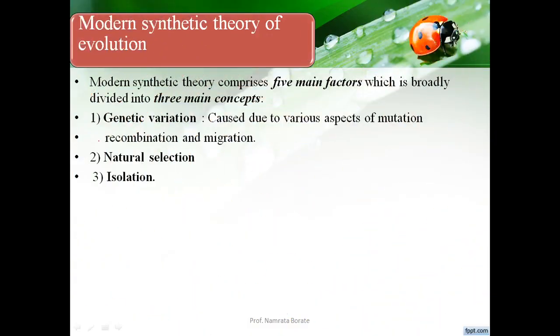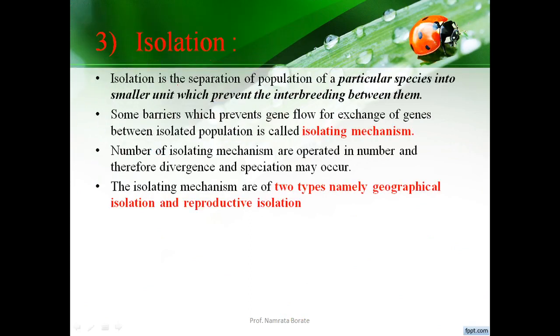So isolation is the separation of the population of a particular species into smaller units, which prevents interbreeding between them. Barriers which prevent the gene flow, or exchange of genes, between isolated populations are called isolating mechanisms. A number of isolating mechanisms operate, therefore divergence and speciation may occur.